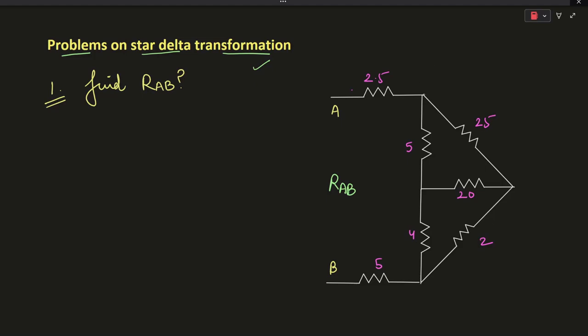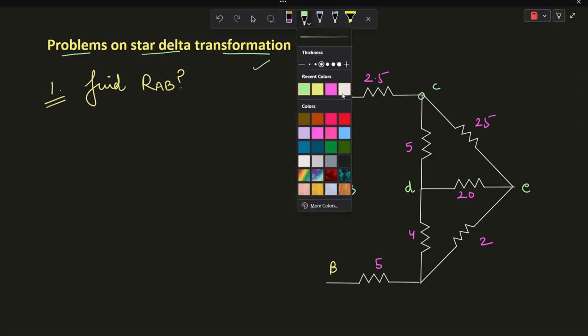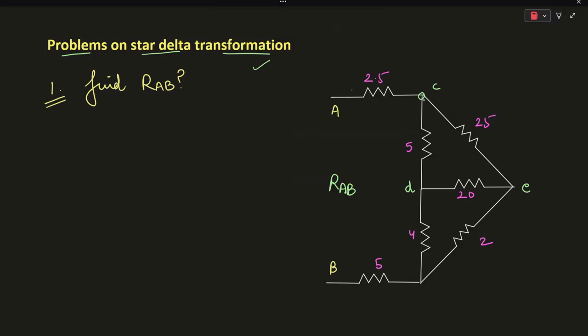Let's say this is your node C, this is D, and this is your E. These three resistors, 5, 25, and 20, are all forming a delta network. So we can convert it into its equivalent star. Let's say this is your R1, this is R2, and this is your R3.